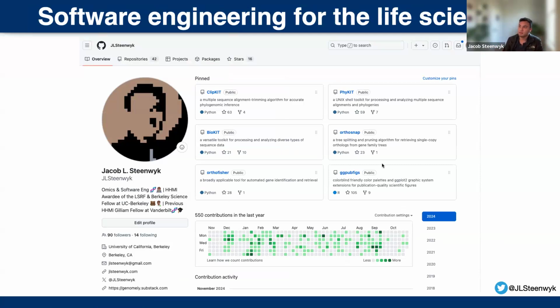And today we'll even take a look at what has surprisingly become the most popular one, ggpubfigs, which is an extension of ggplot2 to make colorblind-friendly figures.